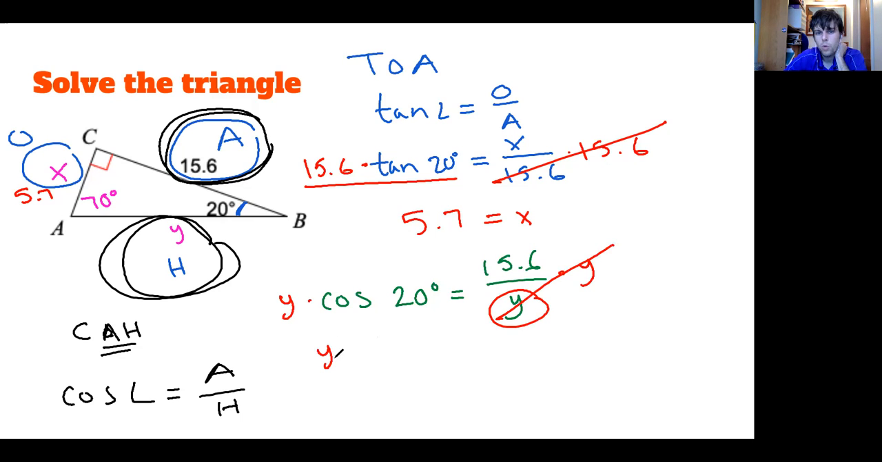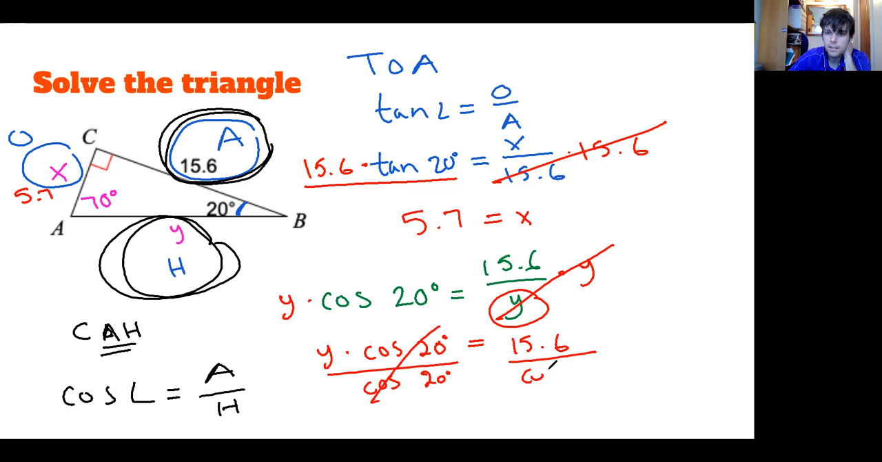So this becomes y times the cosine of 20 degrees equals 15.6. And to solve for y, I just simply divide both sides by the cosine of 20 degrees. Remember, keeping it exact until the very end when we can just estimate at the end. So now I need to use that calculator.